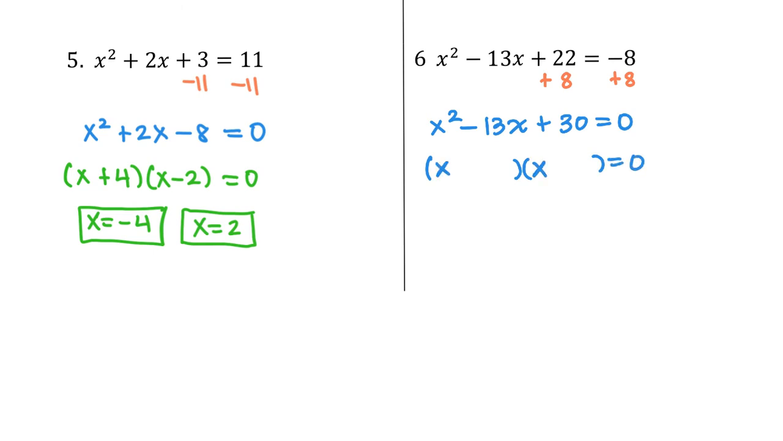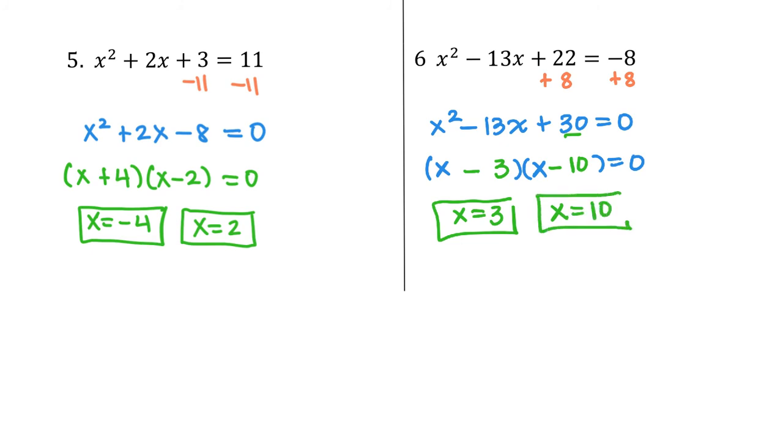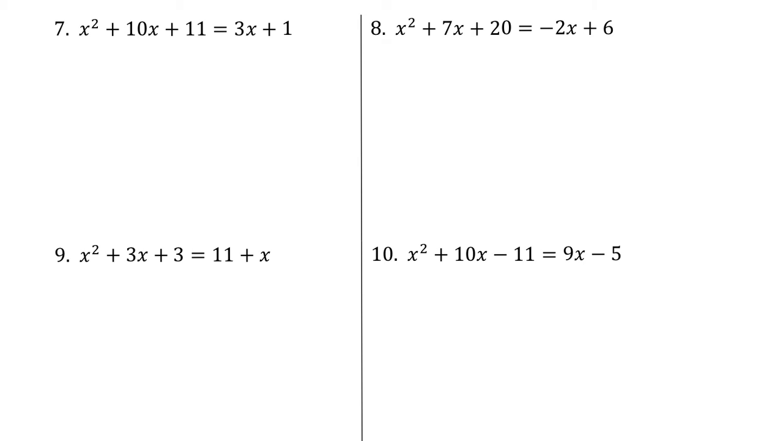Okay, 6 times 5 gives 30, but 6 plus 5 is not 13. 3 times 10 is 30, and 3 plus 10 adds up to 13, but since it's a minus 13, I'll make both minus. And then when I solve this, I add 3, so I get positive 3. And I add 10, I get positive 10.